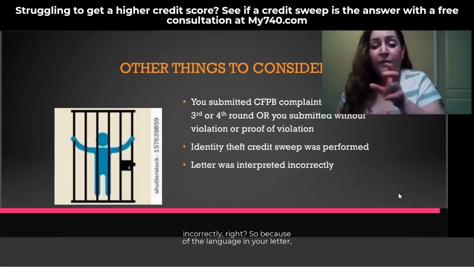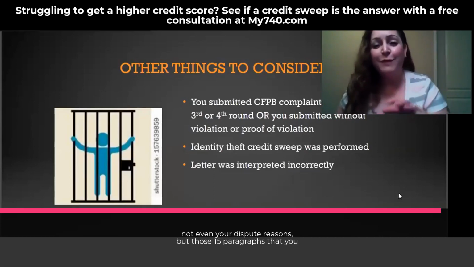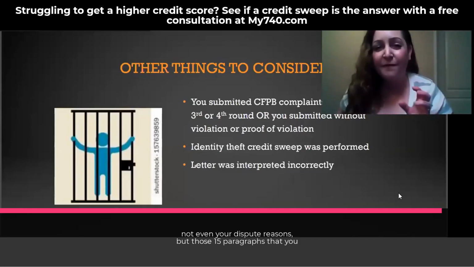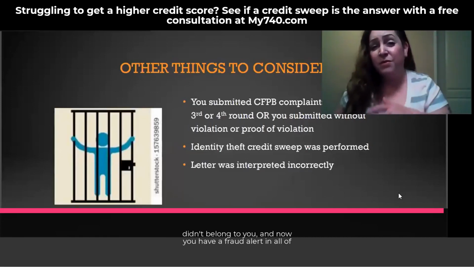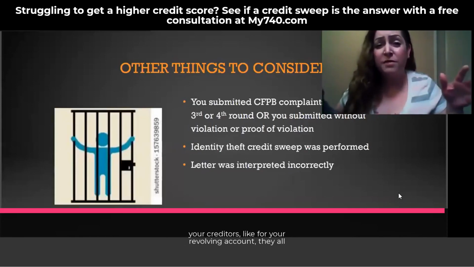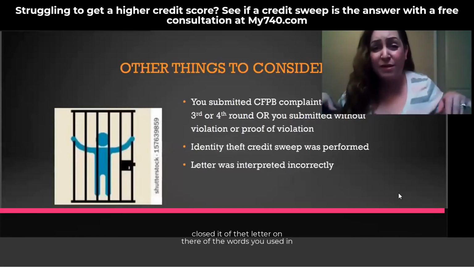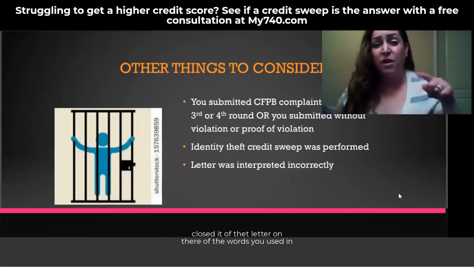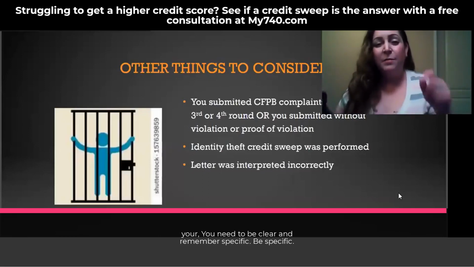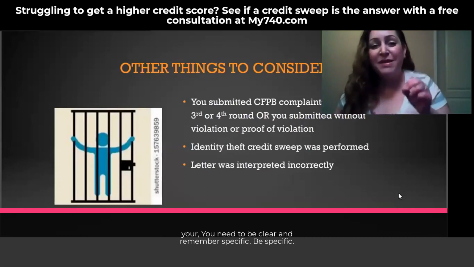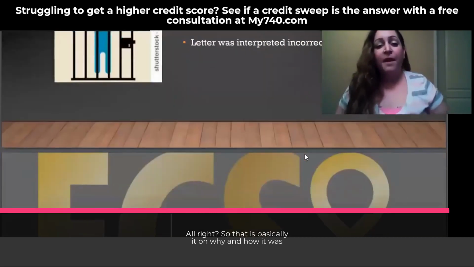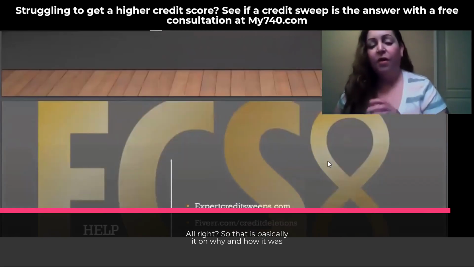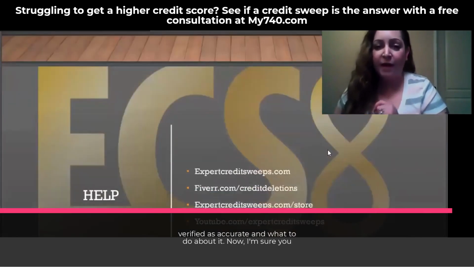Another thing is that your letter, because of your language, may have been interpreted incorrectly, right? Because of the language in your letter, not even your dispute reasons, but those 15 paragraphs that you put on there, they made them think that you were saying that it didn't belong to you, and now you have a fraud alert, and all of your creditors, like for your revolving accounts, closed them because of the fraud alert, because of the words that you used in your letter. You need to be clear and remember, specific. Be specific, all right?